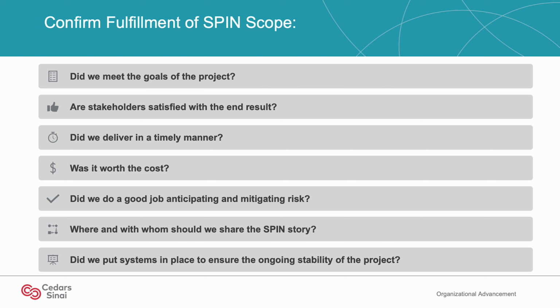Did we meet the goals of the project? Are stakeholders satisfied with the end result? Did we deliver in a timely manner? Was it worth the cost? Did we do a good job anticipating and mitigating risk? Where and with whom should we share the spin story? And lastly, have we put systems in place to ensure ongoing stability, such as metrics, huddles, and meetings?